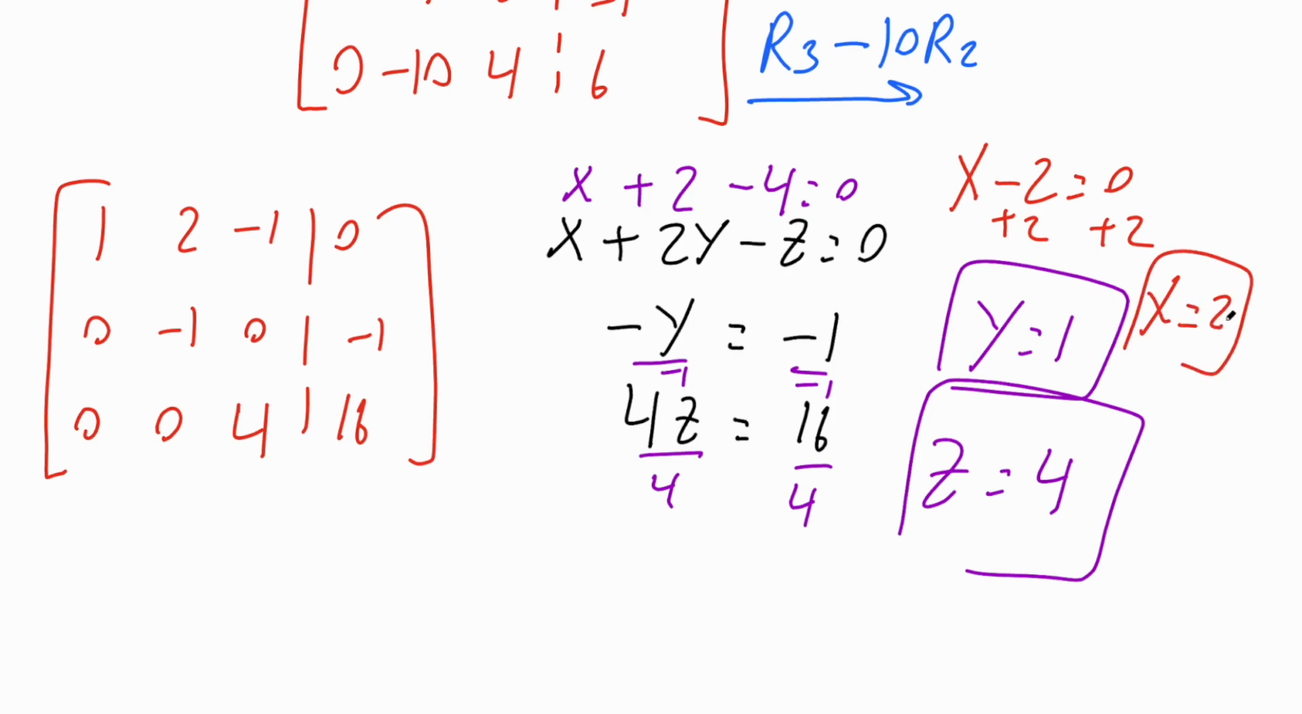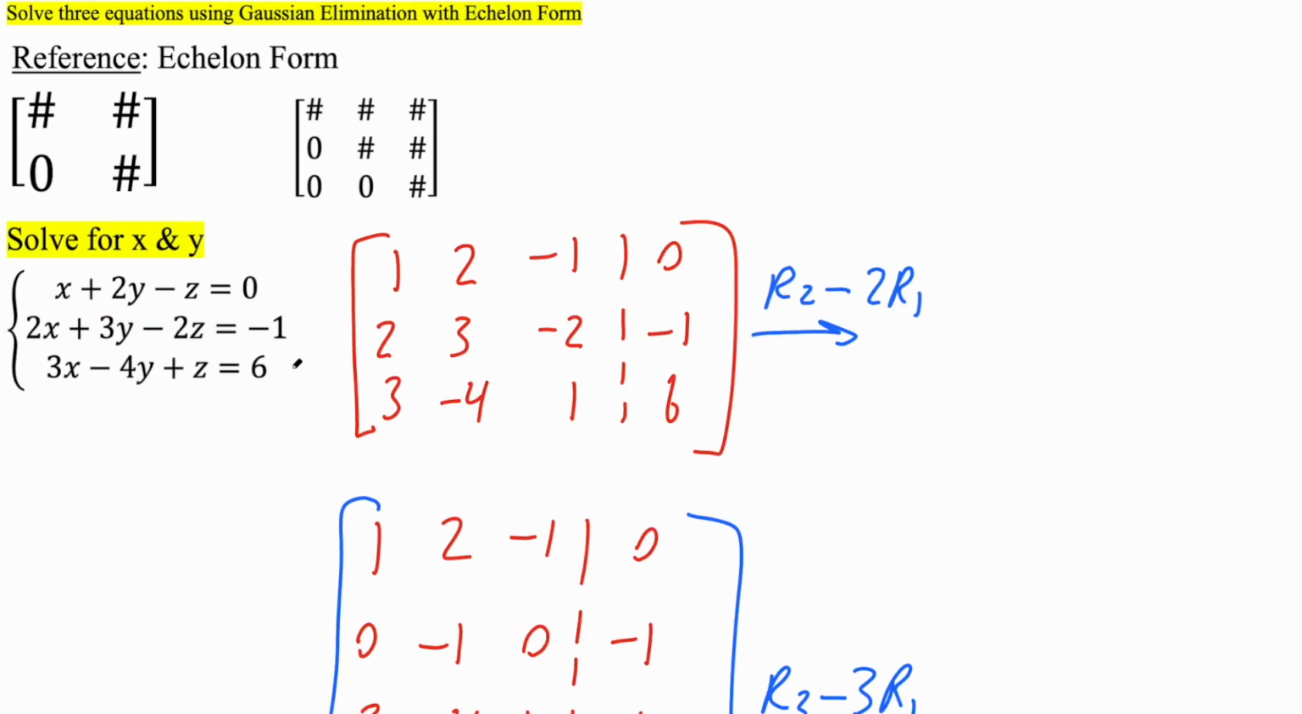So now we know x is 2, y is 1, z is 4. And if you want, you can always check. So we said x is 2. We said y is 1, and we said z is 4. I guess we can jot it down here. We said x is equal to 2, y is equal to 1, and z is equal to 4.